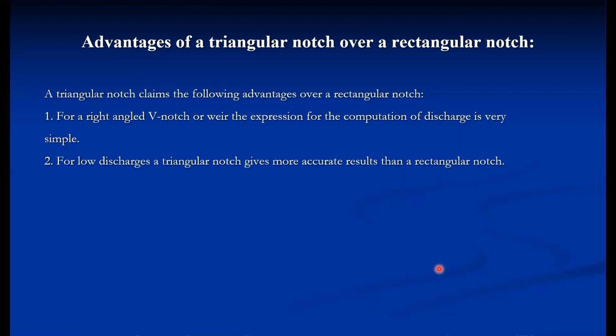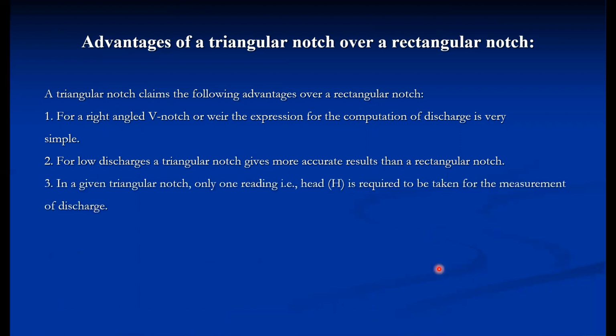A V notch is especially suitable for low discharges. It gives more accurate results than a rectangular notch, especially for low discharges. For low discharges with a rectangular notch, sometimes there is error in the measurement of H. Under those circumstances, the triangular notch is advantageous, or it gives accurate results. In a given triangular notch, only one reading, that is head H, is required for the measurement of discharge. Once we know theta, only one measurement is required, that is H.